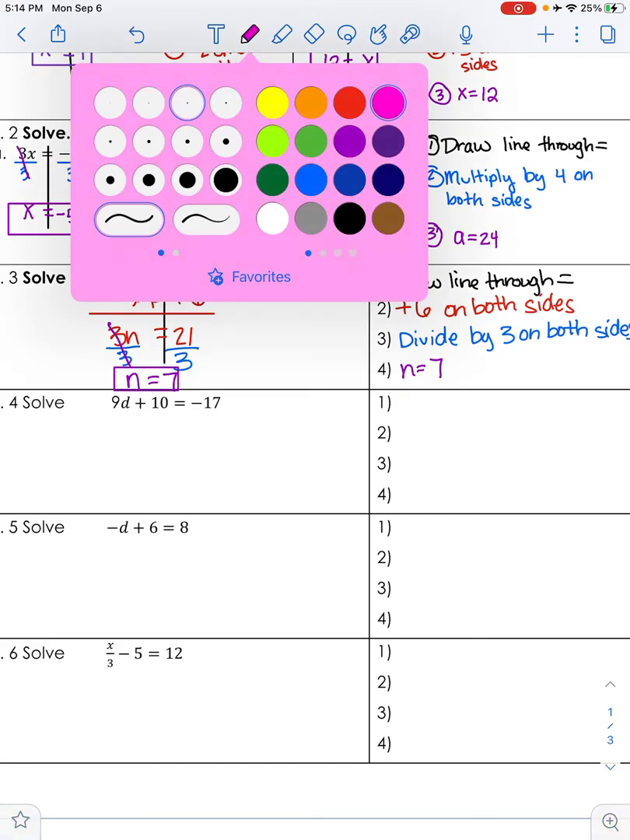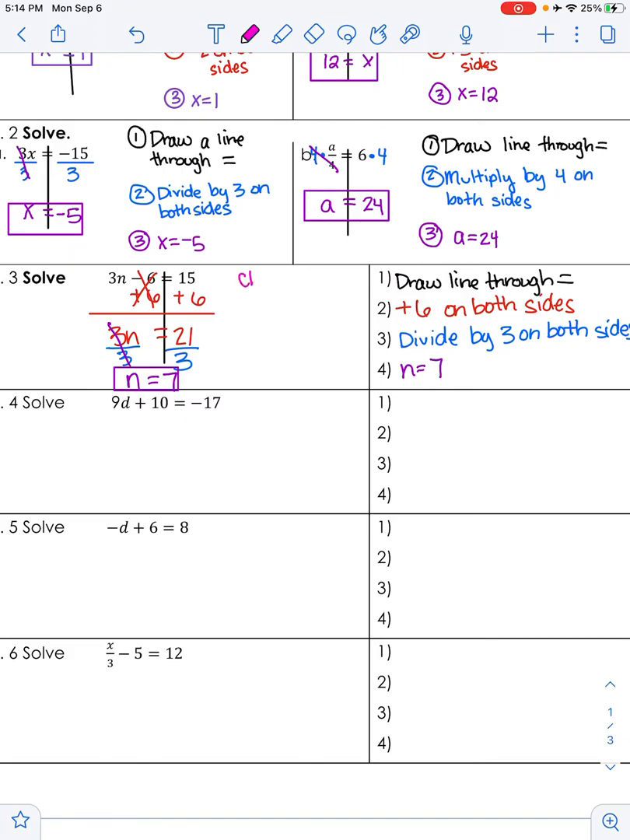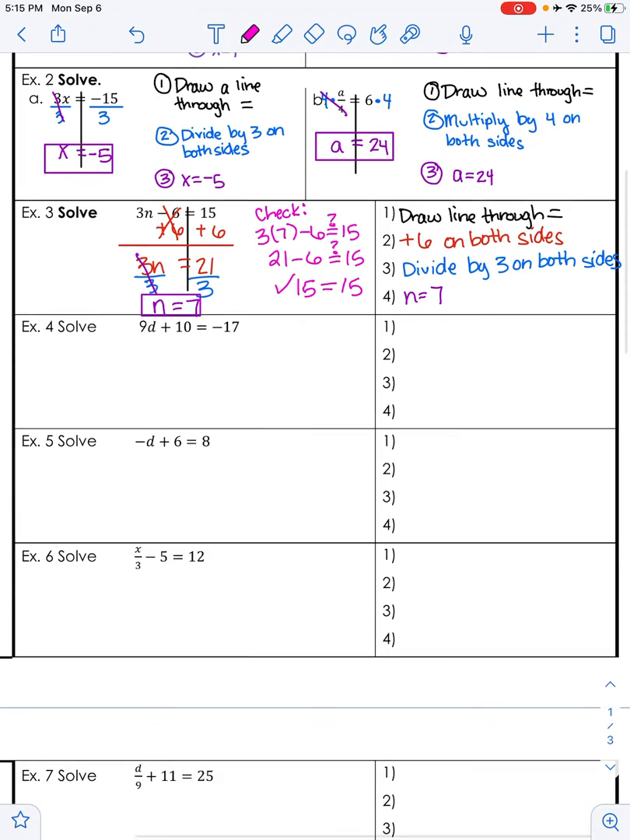Now, we can always check our work to make sure that we're doing this correctly. So this is how we check our work. We have 3, and we're going to plug in 7 for n, minus 6, and we want to see if it equals 15. Well, 7 times 3 is 21, minus 6. Again, we still don't know if it equals 15. Well, 21 minus 6 is 15, so 15 equals 15, so it checks out. Okay, so this is how we check our work.